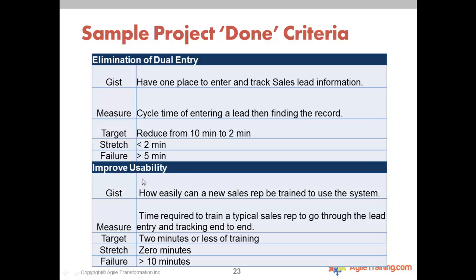So usability. Usability is a big one that people don't know how to measure. So how easily can a new sales rep be trained to use the system? Might be what the gist is of what I'm trying to measure. The measure is the time required to train a typical sales rep to go through, enter the lead and track it back. If I can get that done within 2 minutes, that's great. If I don't give you any training and it takes 0 minutes to get that done, then that's my stretch. And if the person's still fiddling around for 10 minutes, then you have failed the improved usability.